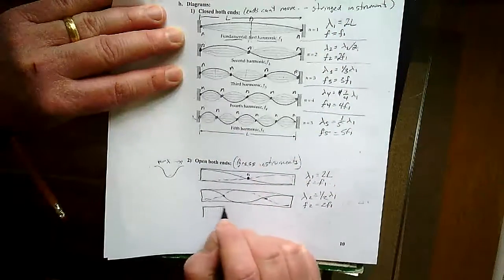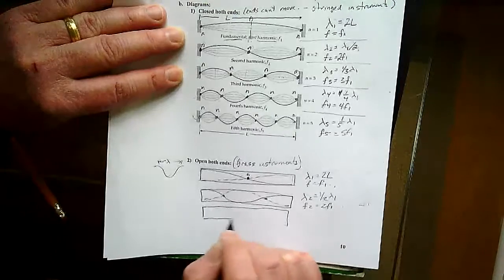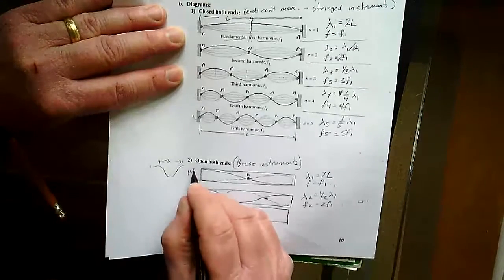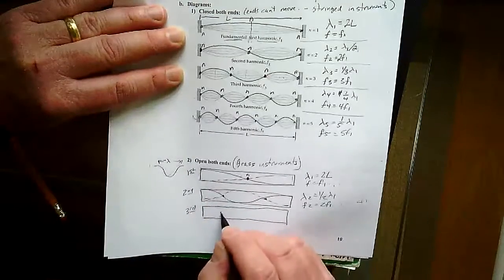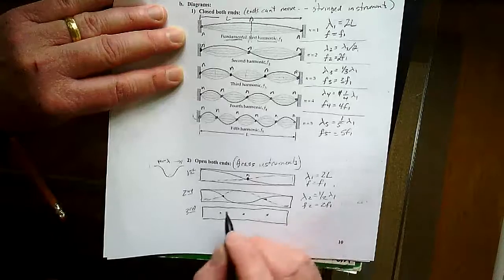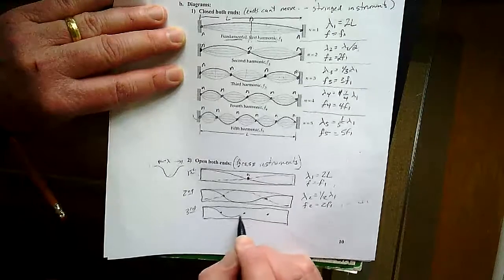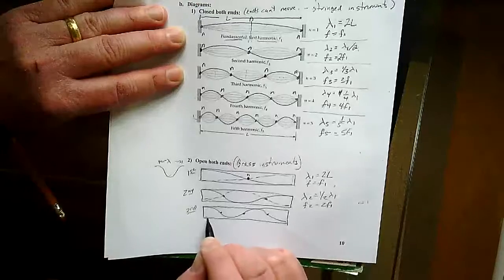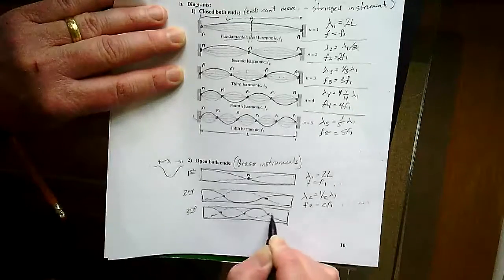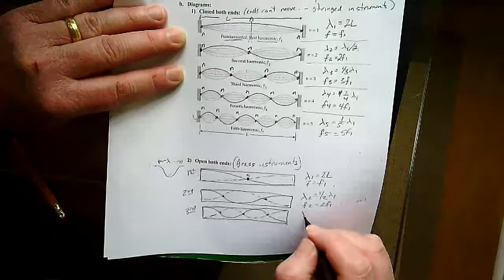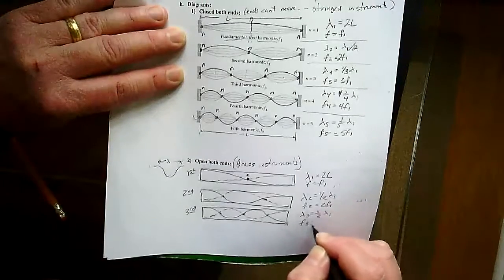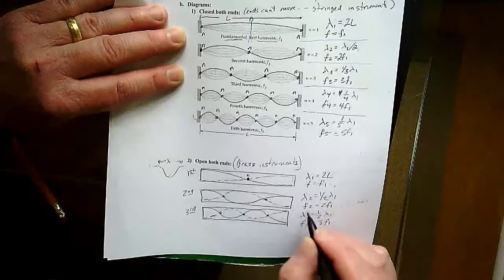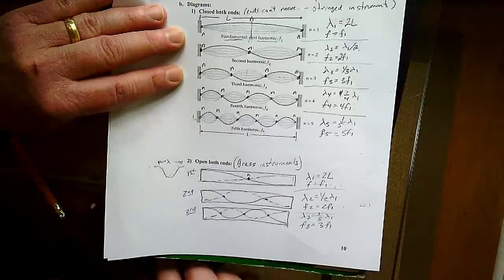And then for the third harmonic, and let's label that. This is the first, second, and third harmonics. I'm going to add one more node. So I'm going to have 3 nodes. And it's going to look like this. All right. And then lambda 3 is going to be 1/3 the wavelength 1. And frequency 3 is going to be 3 times frequency 1. So it's the exact same patterns we saw up here with closed both ends.